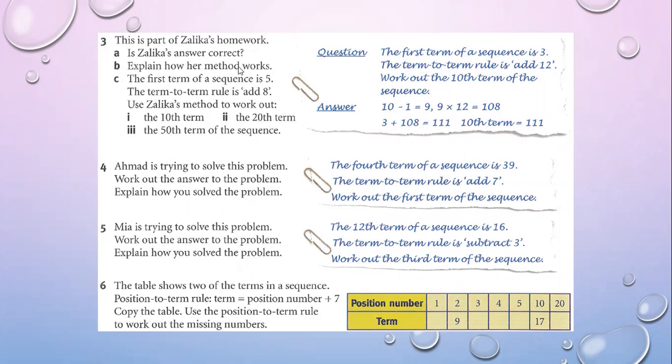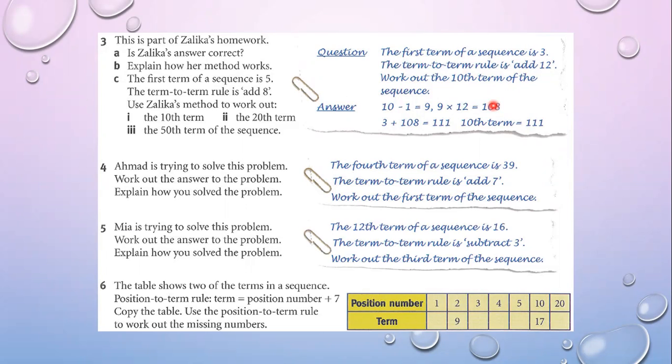Now you can see here, this is part of Zalika's homework. Is Zalika correct? You just see: the first term is 3, the term-to-term rule is 12, 3 plus 12 is 15. Work out the 10th term. How will we get the 10th term? As it is the same, she writes here 10 minus 1, which is 9. So 9 multiplied by 12.